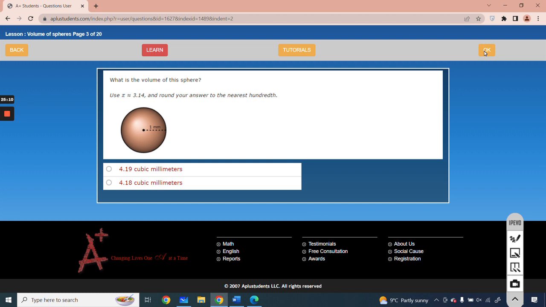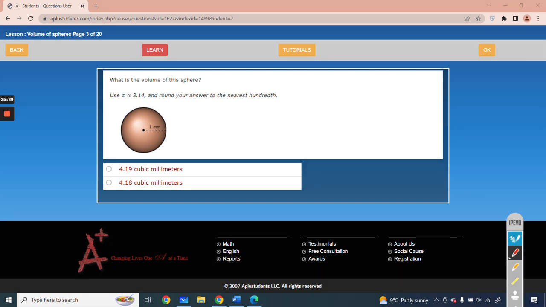Okay, the next one is, what is the volume of the sphere? You are given a sphere that has the radius 1. You have to calculate the value, so use the formula that is V equals 4 by 3 pi r cube. Got it? Put up all the values, just solve it.